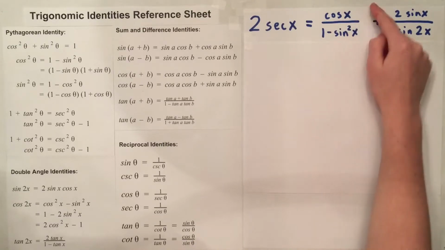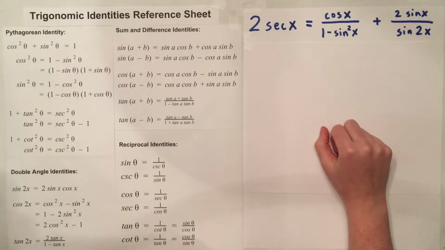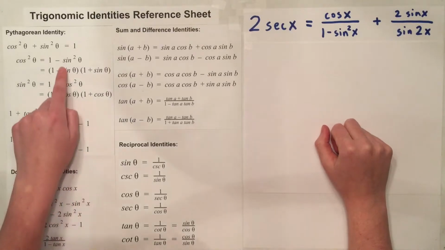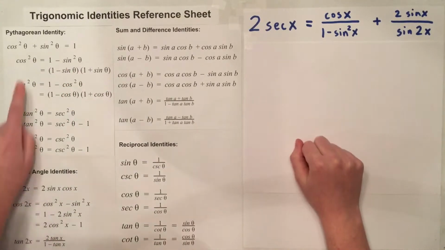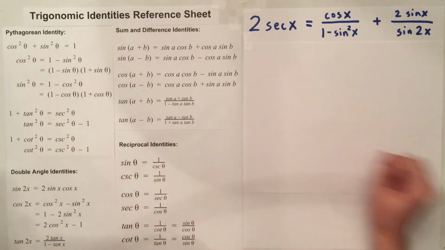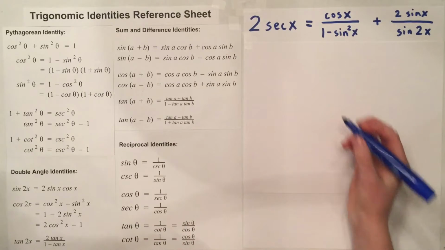Ideally, I would like to get the numerator and the denominator in like terms so I can cancel some stuff out. If I look at my trig identities, I see that 1 minus sine squared x is equal to cosine squared x. So, I will change the denominator to cosine squared x.